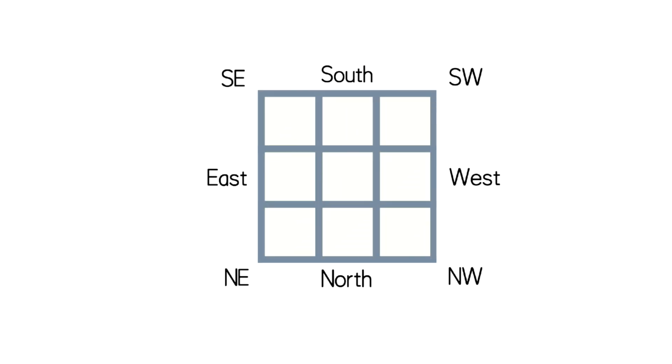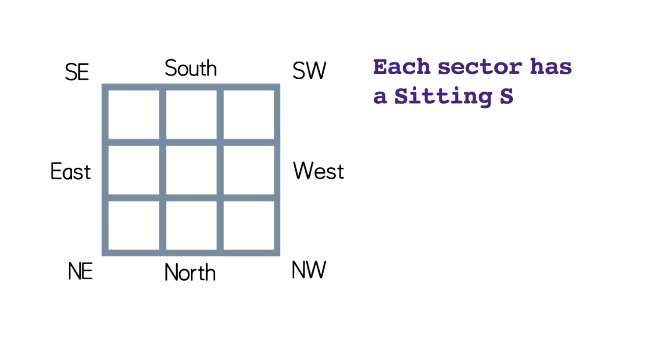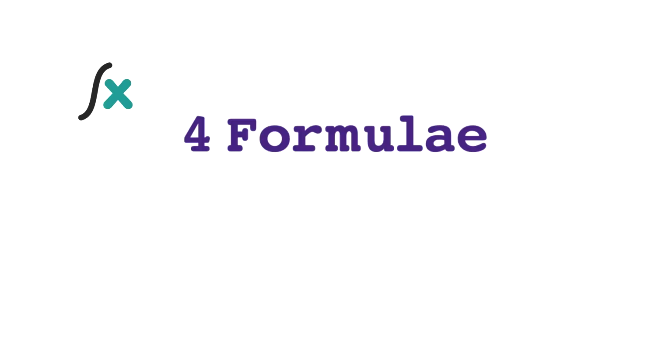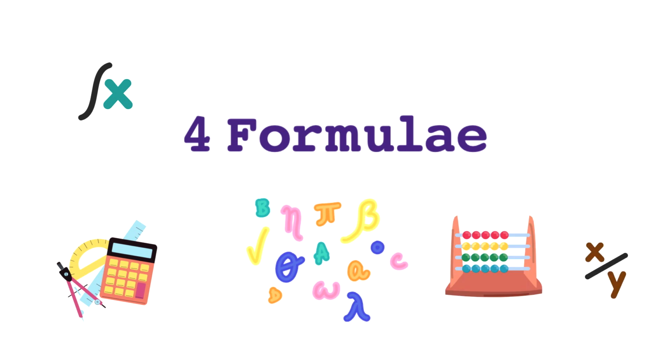Each sector of a house has a sitting and facing star. We can use our Life Gua number to check which area of the house is most favorable. To learn how to calculate the Life Gua number, you only need to know the formula.